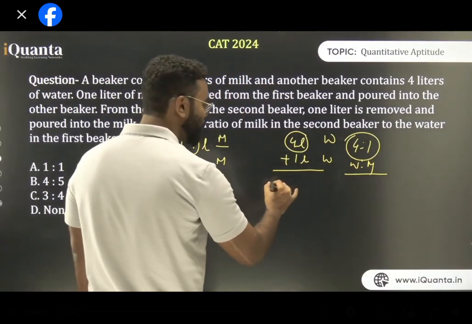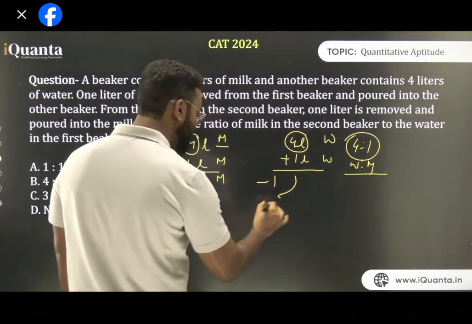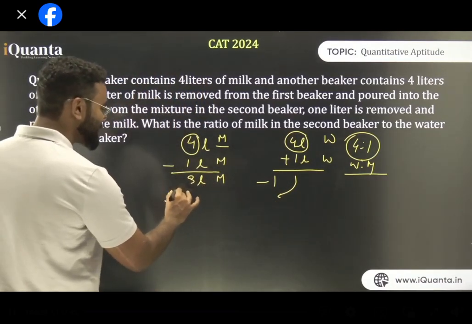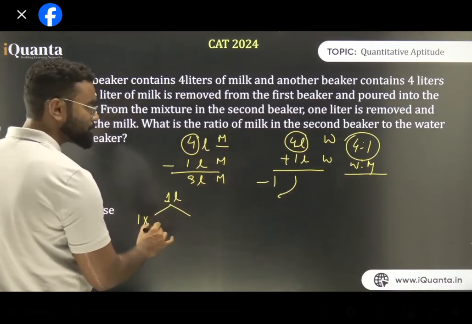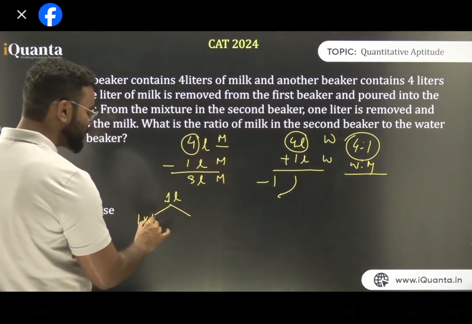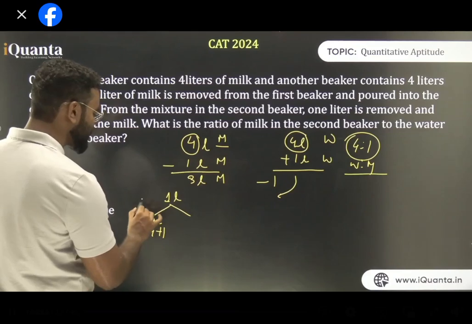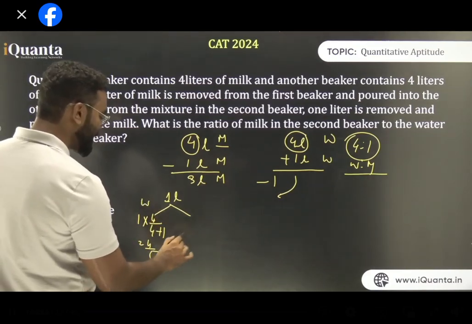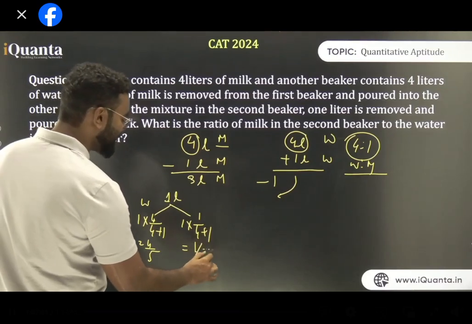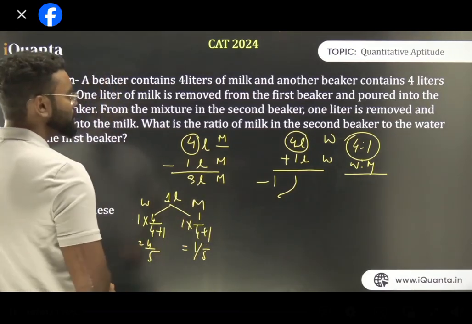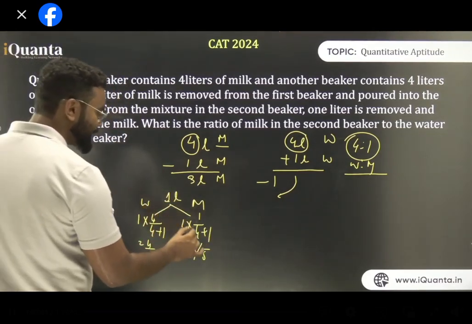Now if I'm removing 1 liter from here, I'm removing 1 from here and adding it here. So now in this 1 liter, the ratio of water and milk is the same, which is 4:1. So in 1 liter, what is the water? The water is 1 into 4 upon 4 plus 1. That is the amount of water, that is 4 upon 5. And what is the amount of milk? 1 into 1 upon 4 plus 1. This is 1 upon 5. That is the amount of milk, right? So the water in the first beaker is 1 upon 5.